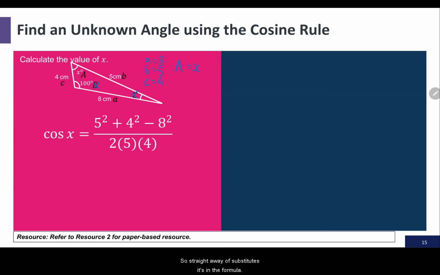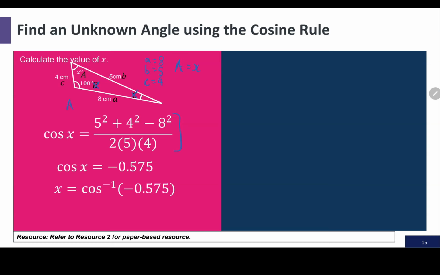So straight away, I've substituted into the formula. Remember, it's cos A is equal to b squared plus c squared minus a squared divided by 2bc. The right hand side there, I've typed into the calculator. And then I've inverse cos both sides. So x is 125.1 degrees.